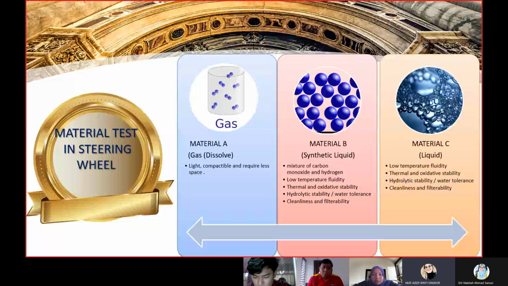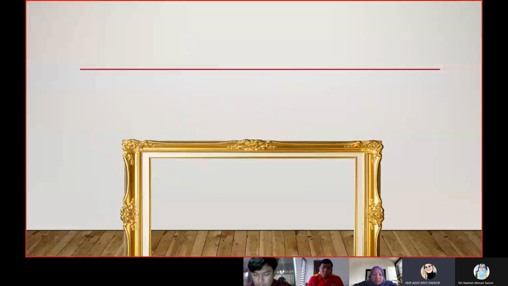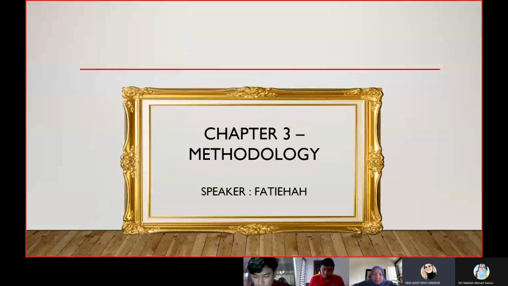Next, I will pass to Nurul Fatihah Ashikin for a better explanation about which materials need to be chosen for the power steering wheel. Okay, thank you, Nur Azizi.